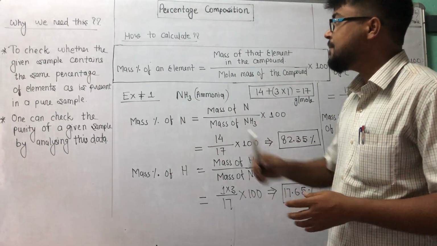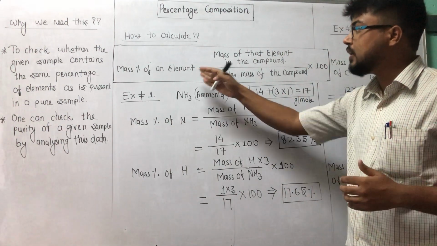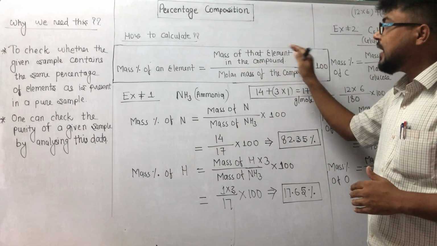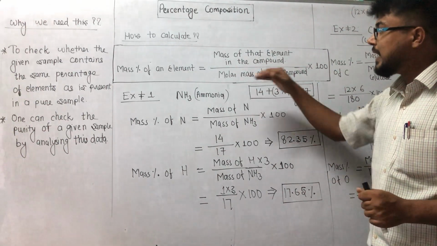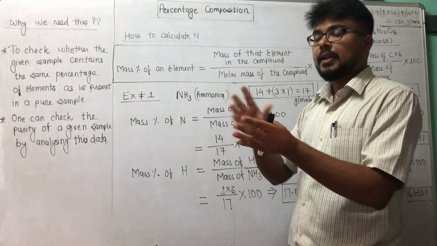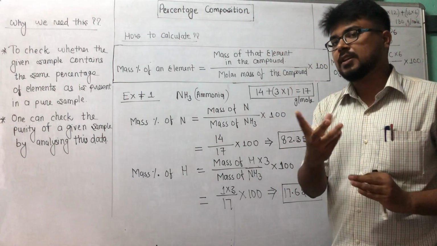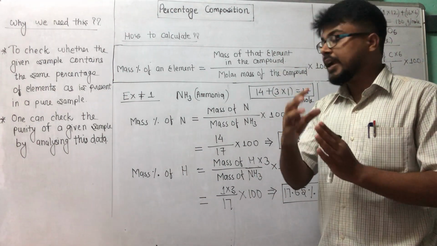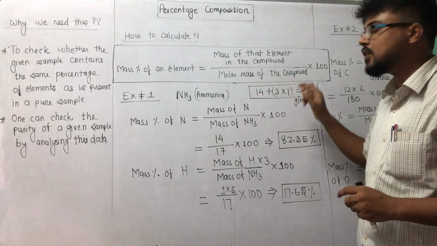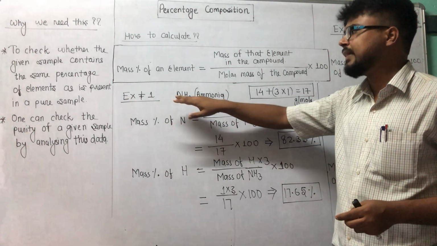Okay, so how to calculate? We have a simple formula: for the mass percent of an element that I would like to calculate, I have to take the mass of that element in the compound divided by the molecular mass of the compound. For example, suppose in water I would like to calculate the mass percentage of oxygen. Water means H2O. So I have to put the mass of oxygen divided by the molar mass of the whole molecule, that is water.